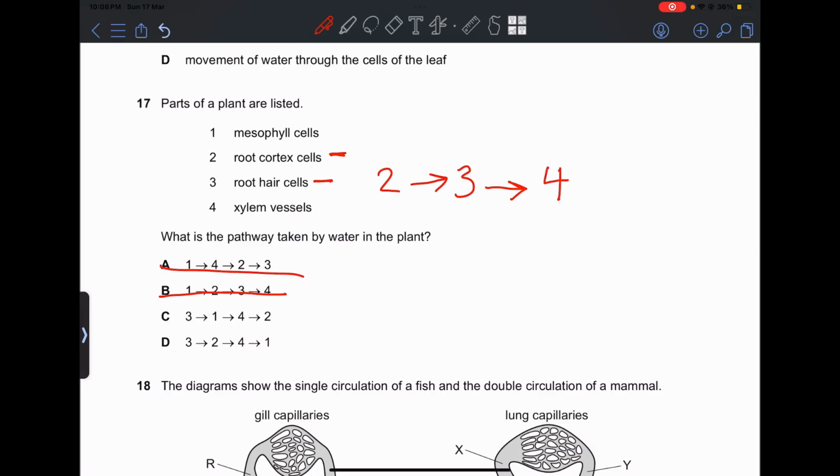through the xylem. The xylem, we know it is the vessel that transports water, and it only goes upwards. It's just like a straw. And then it goes to the mesophyll cells, where it is used to make photosynthesis. So our answer is actually going to be D.